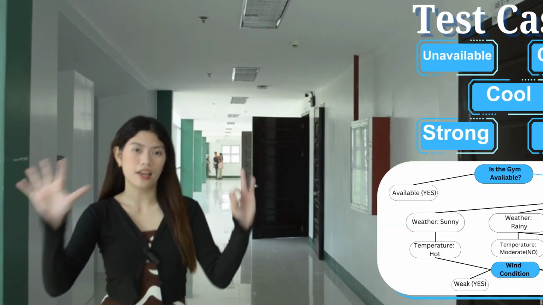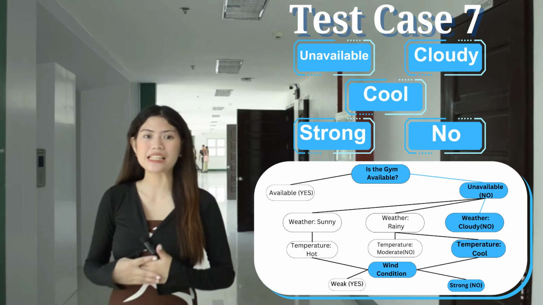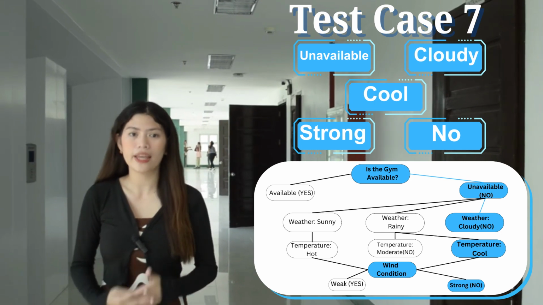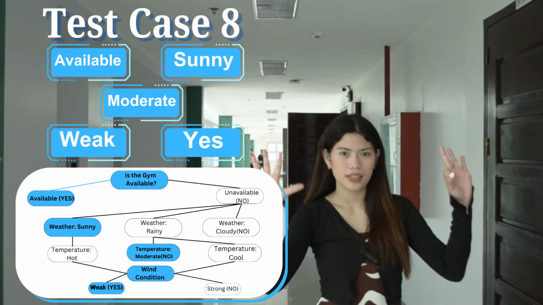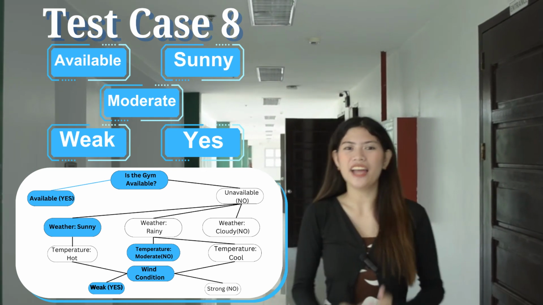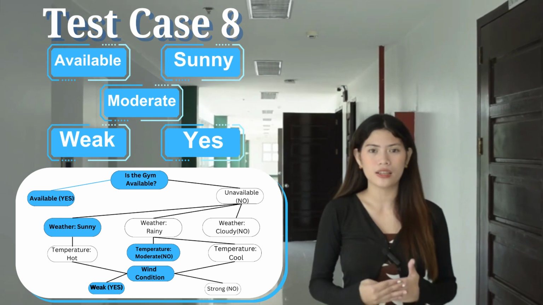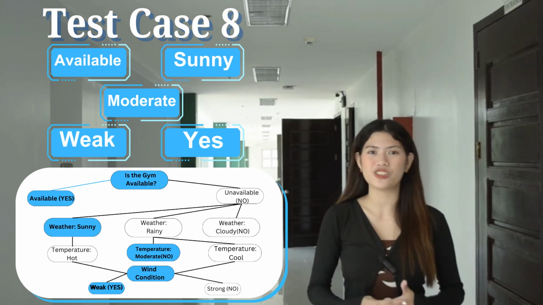Test case 7. The gym availability is unavailable and the weather is cloudy. The temperature is cool and the wind is strong. The decision tree predicted that the decision is no. Test case 8. The gym availability is available and the weather is sunny. The temperature is moderate and the wind is weak. The decision tree predicted that the decision is yes.